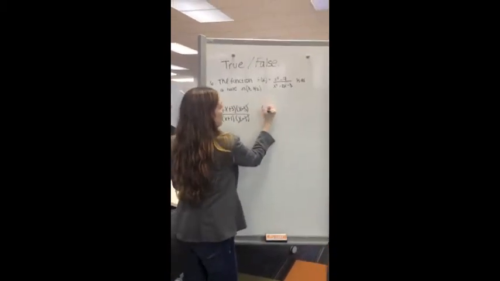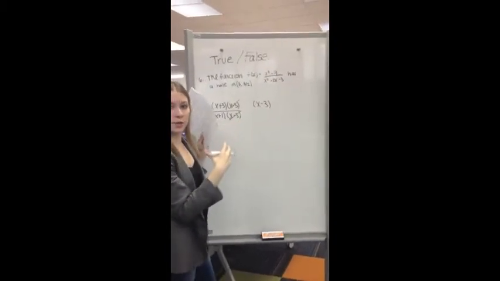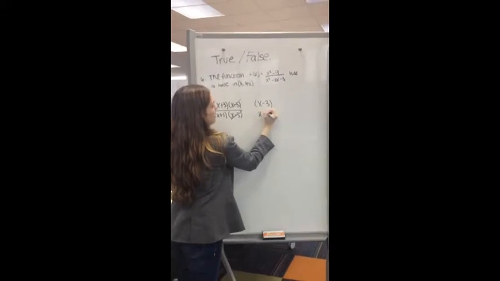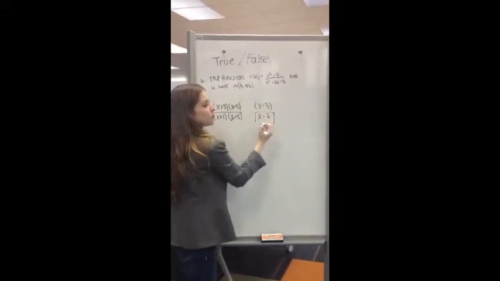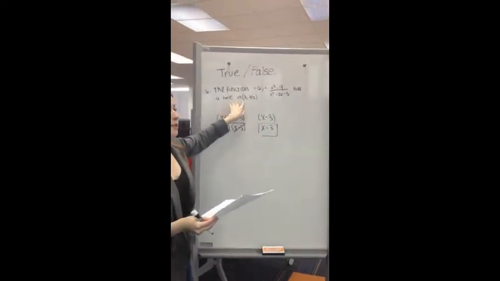You have x minus 3, but you need to set it equal to 0 and change the sign, so it will result in x equals 3. And that is one part of the coordinate, which up to now we have as true.